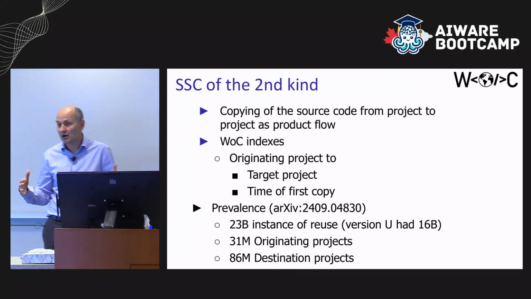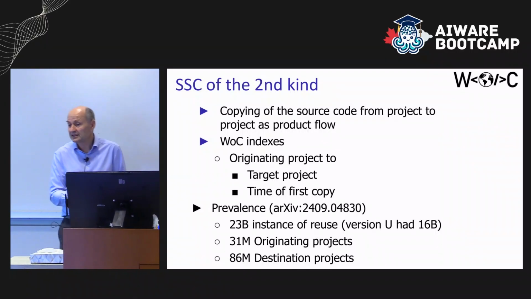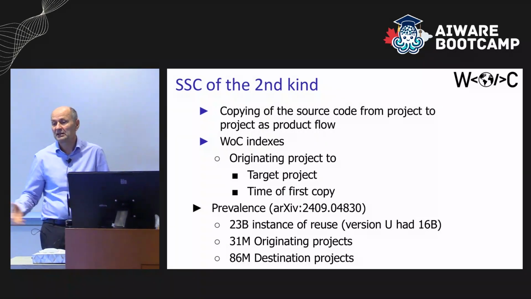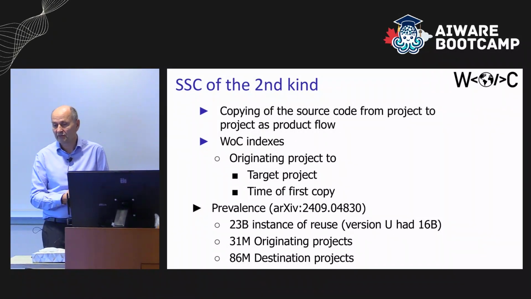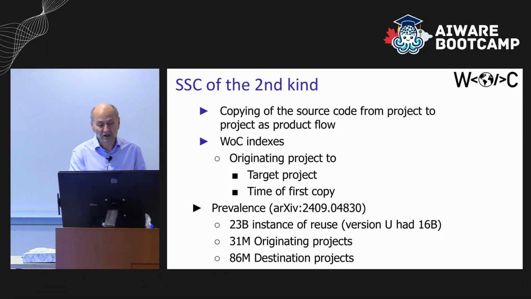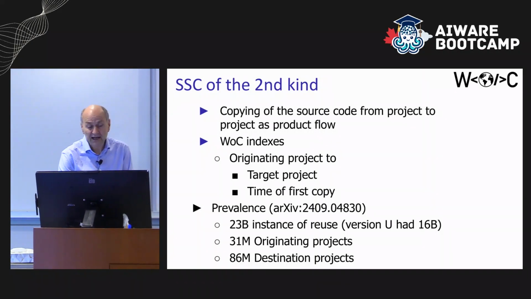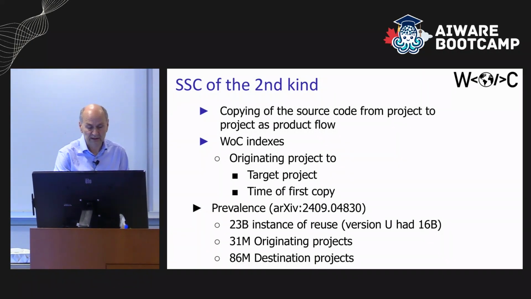As I mentioned, there's 26 billion blobs, so that's all our raw data. 23 billion instances of reuse where a blob was copied. So not all the blobs are copied, but a significant number of blobs are copied. 31 million projects have an originating blob, 86 million have a destination. And these are deforked projects, by the way, so we're not talking about forks here.